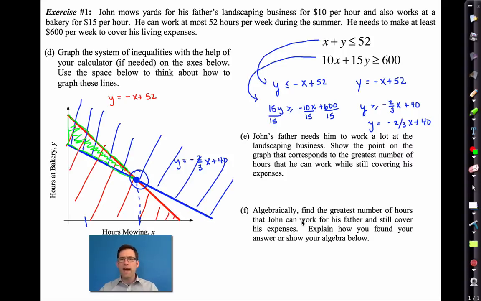Letter F then says, algebraically find the greatest number of hours that he can mow, work for his father, and still cover his expenses. So how do we find that point algebraically? Pause the video for a second and think about that.